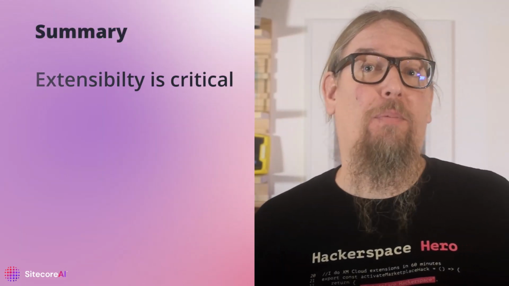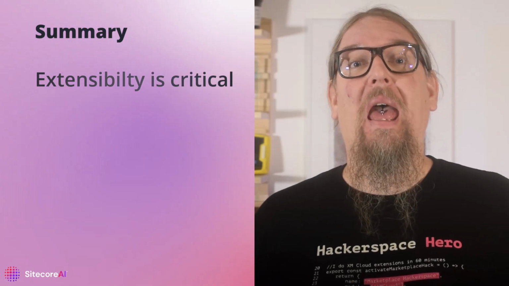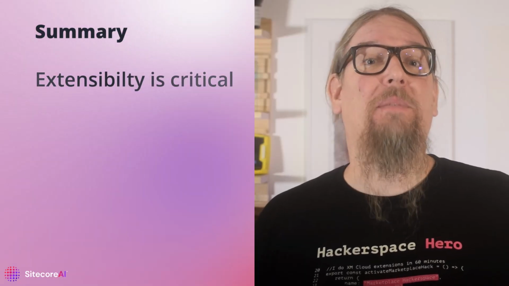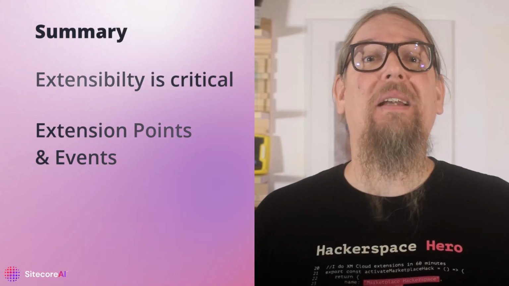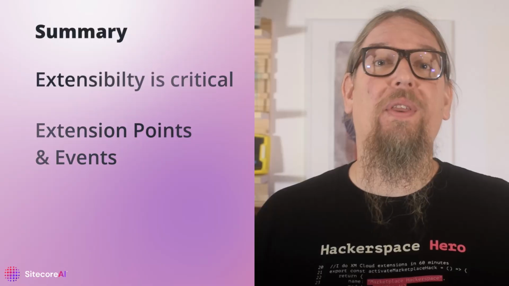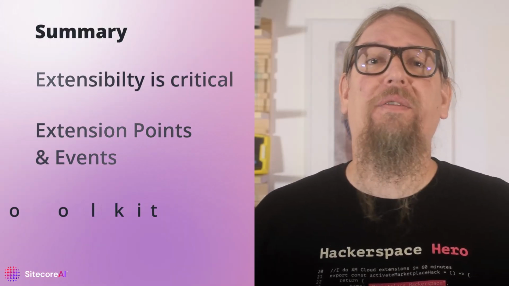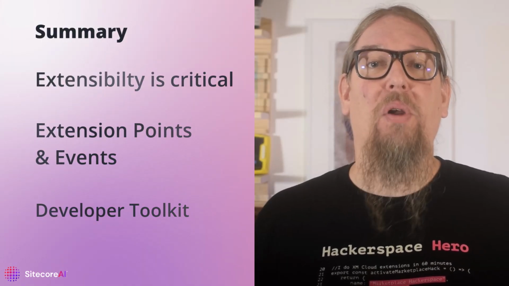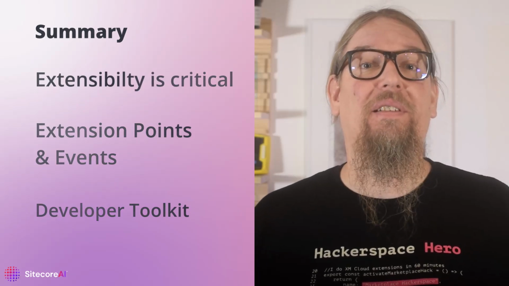Extensibility is critical for enterprise companies. Your platform has to adapt to your processes, your systems, and your workflows, not the other way around. In Sitecore AI, extensibility happens through clearly defined extension points and events. That's how you embed functionality into the product experience, respond to changes, and integrate with other systems. You're not starting from scratch. Sitecore provides a full developer toolkit, including SDKs, starter kits, the Blok design system and MCPs to help you build faster and stay consistent with the platform.